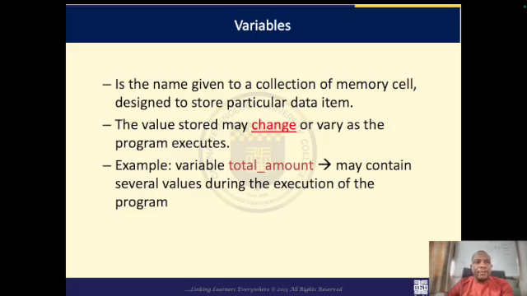In the case of a variable, once you store a value within the memory cell, that value can change. That is why we call it a variable, because the value varies. The value there varies as the program executes, right? And so you can call a space within memory total amount, and total amount can contain several values during the execution of your program. So as and when you get a new value, you can always replace the old value within that space with a new value.